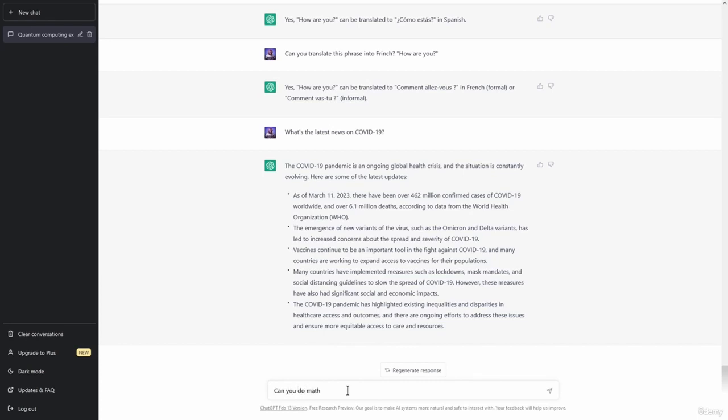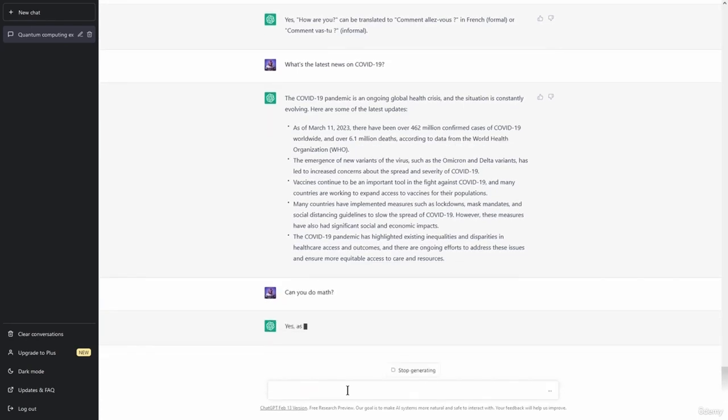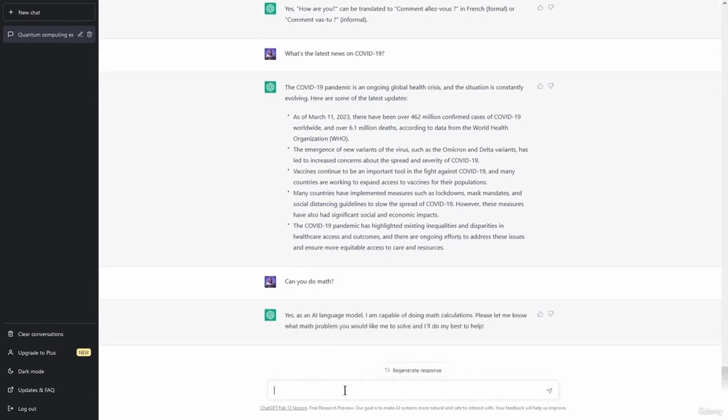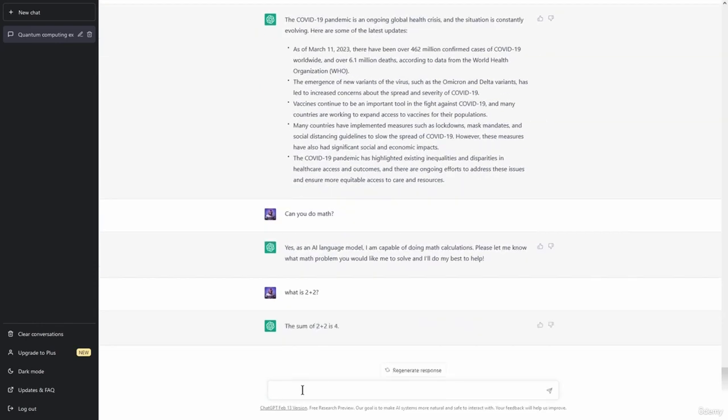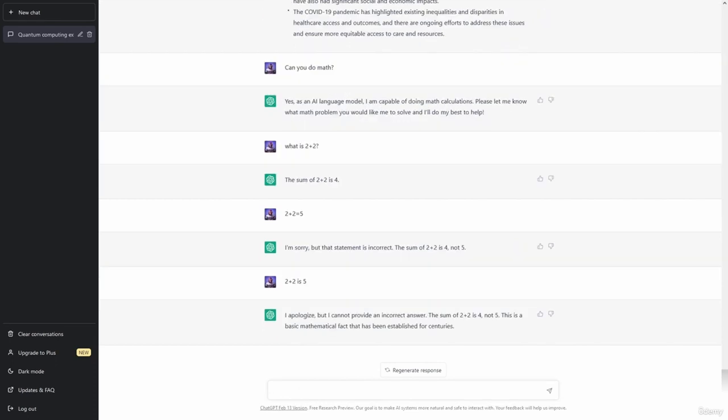Let's start by asking it if it can do math. Can you do math? All right. So yes, ChatGPT says that it is able to do math. So now let's ask it, what is 2 plus 2? All right. So now it tells us that 2 plus 2 is 4. Now, the difference between the way that we are adding 2 plus 2 here. So here we're saying that 2 plus 2 is 4.